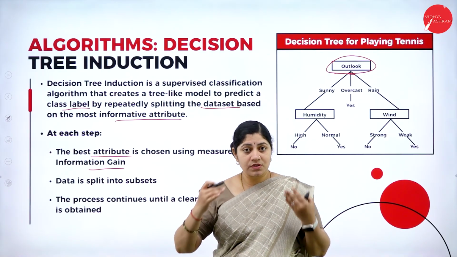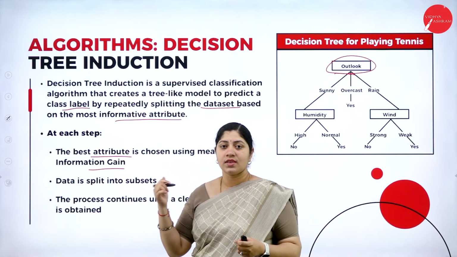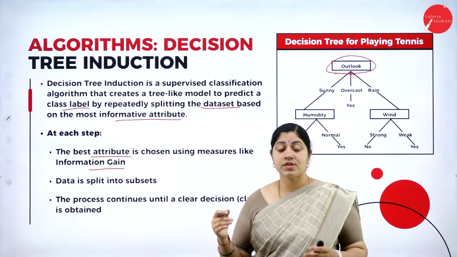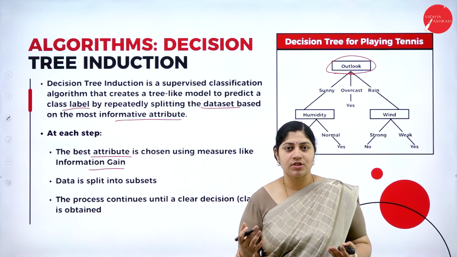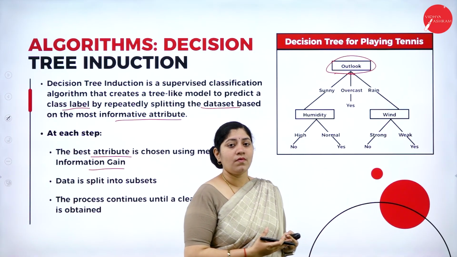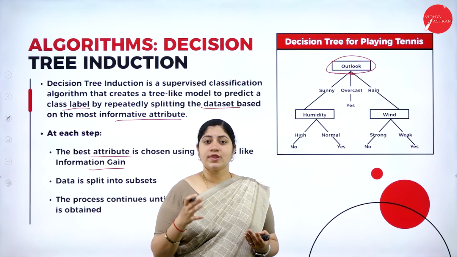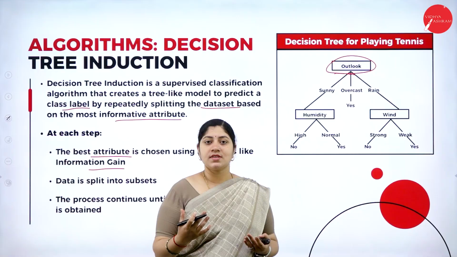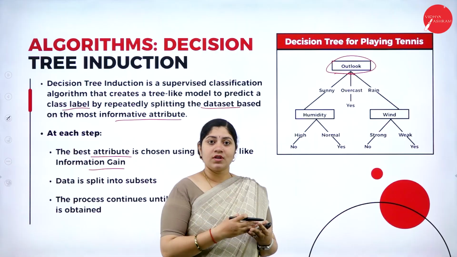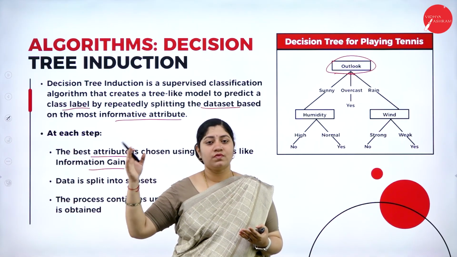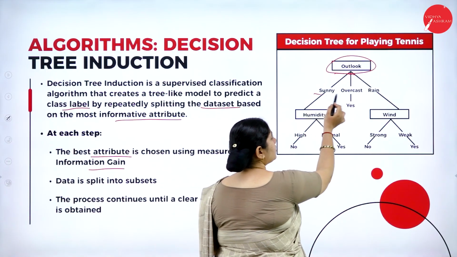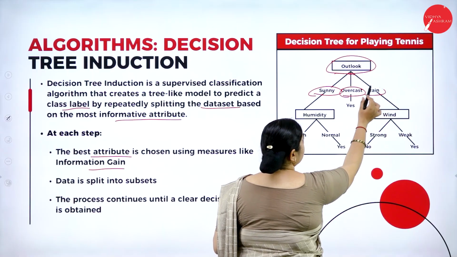Then the data is split into various subsets. That is the second thing that we will be doing here. And the third step is continuing the same process until we get a clear decision. So this is the process involved. For example, let's consider a decision tree for playing tennis. For that, the main attribute that we can consider is Outlook. With respect to that, I can classify it further into a decision tree based on the data sets, correct? That is sunny, overcast, and rainy.